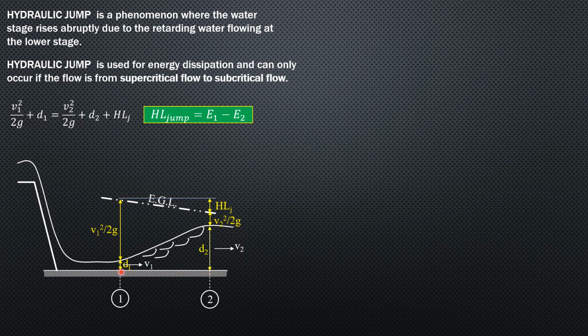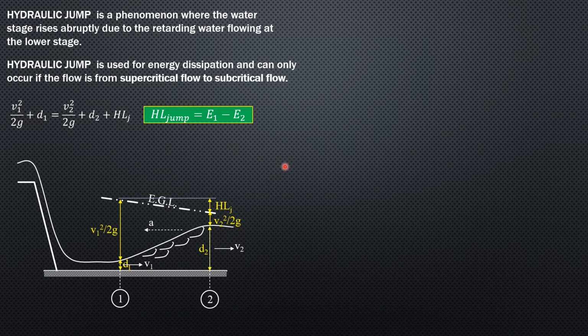Because the hydraulic jump occurs in a short distance, any change in elevation in the bed is negligible. So this is assumed to be flat, unless otherwise emphasized in the problem. So this is the acceleration. V1 is greater than V2, so it means acceleration is negative.